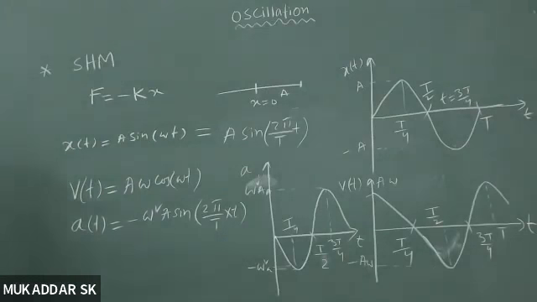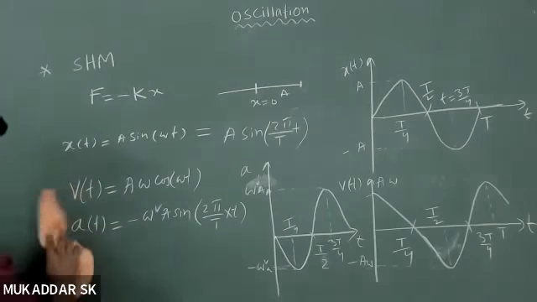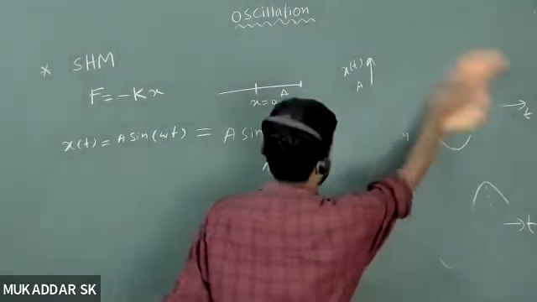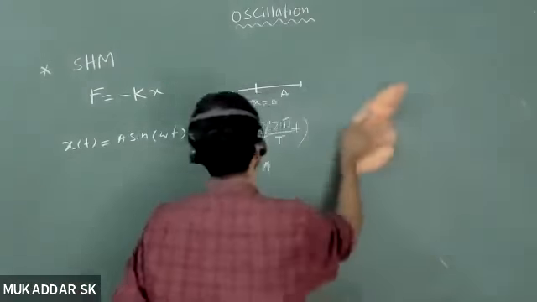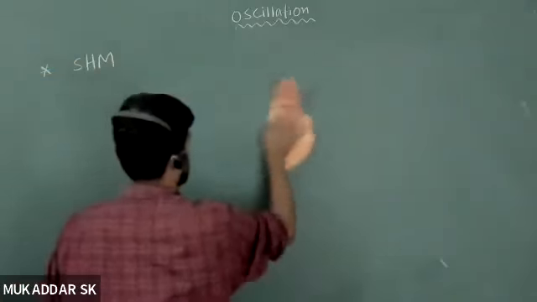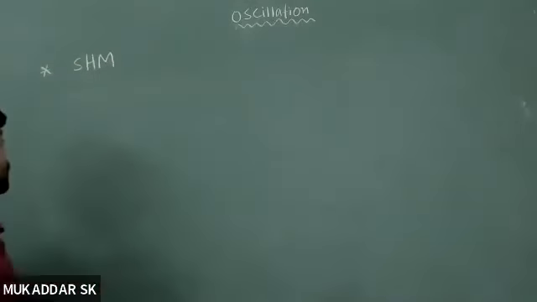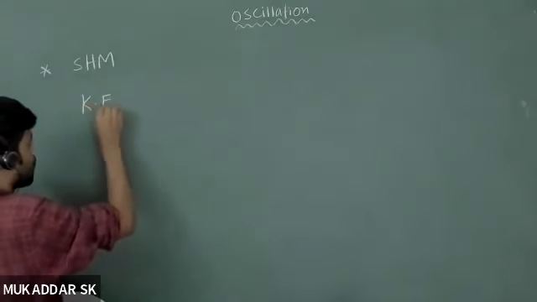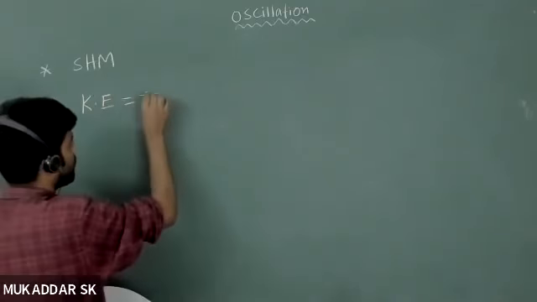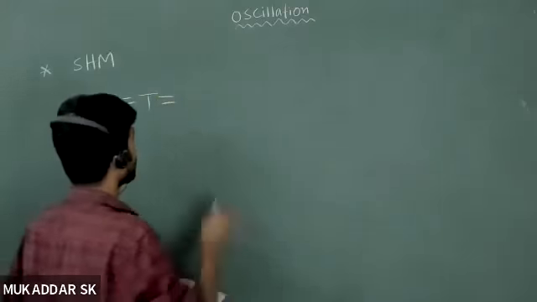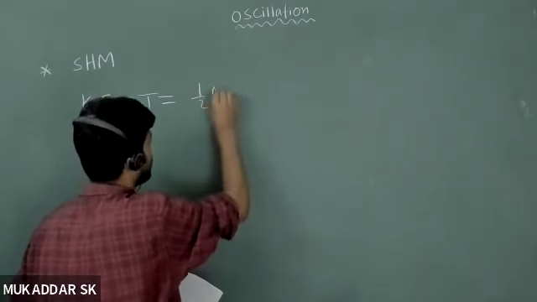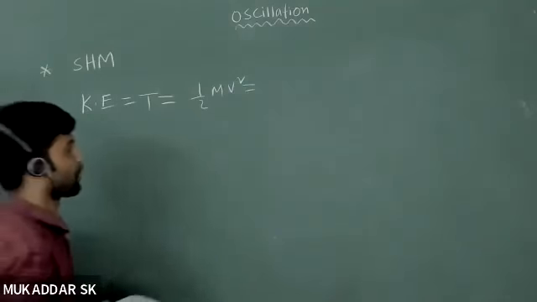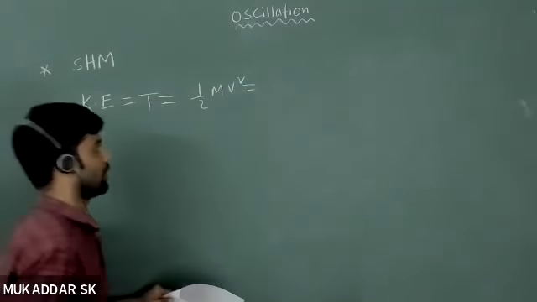Is this part clear to all? Yes, sir. Okay. Now what about kinetic energy? So kinetic energy was, I denoted that capital T, that is basically half m v square, and you know v is velocity. If you substitute this, v equals how much? A omega cos omega t.